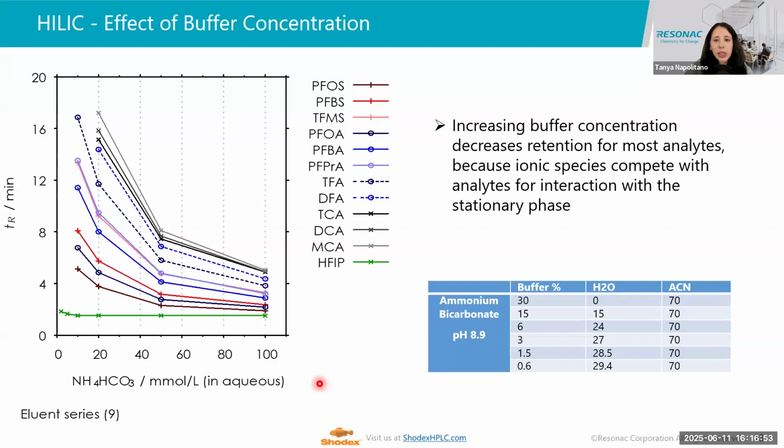So that's because the higher buffer strength introduces more ionic species in the mobile phase, which compete with the charged analytes for ion exchange interactions on the stationary phase. So this suppresses the electrostatic retention and causes analytes to elute earlier. You can also lose some resolution as the buffer concentration increases, which is another reason why ionic strength is a key tuning parameter in HILIC.